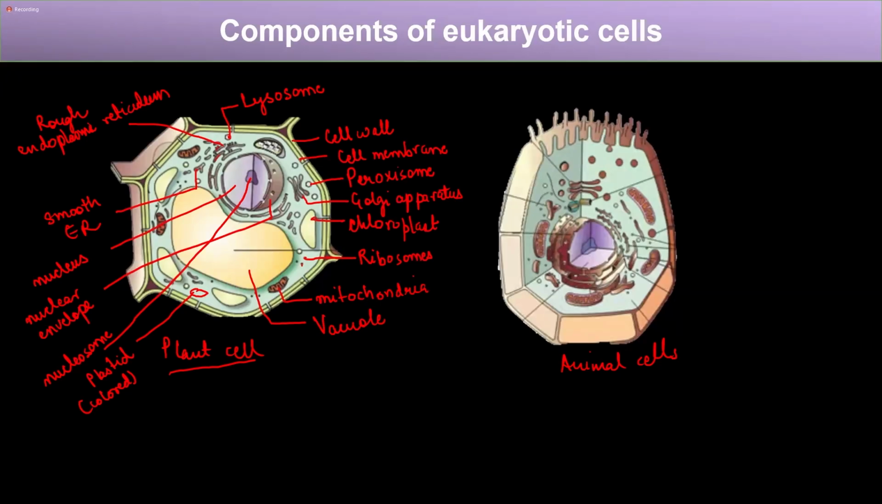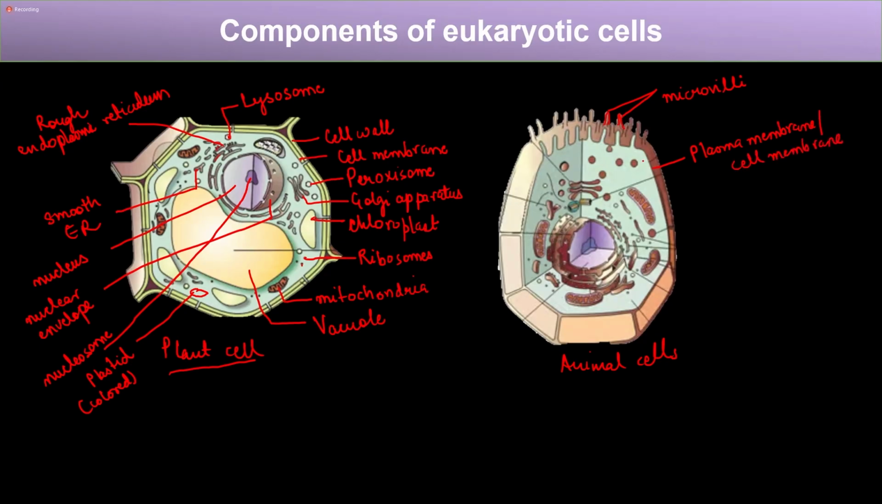Now we'll talk about animal cells. What do we have in animal cells? In animal cells, we can see outer projections, right? These outer projections are called microvilli. We will study these structures in detail later. Animal cells do not have a cell wall. Their outer structure is called the plasma membrane or cell membrane.